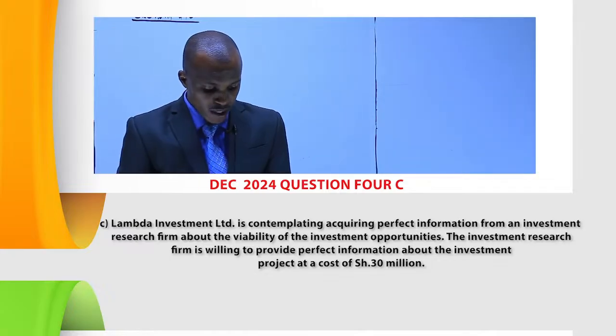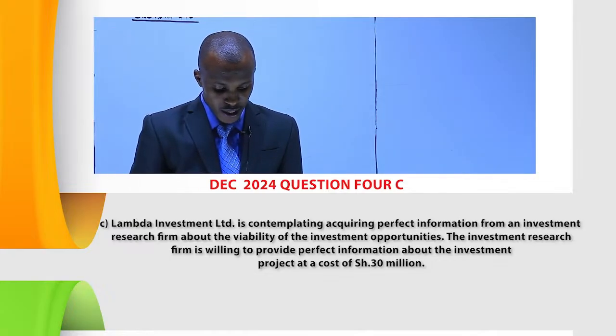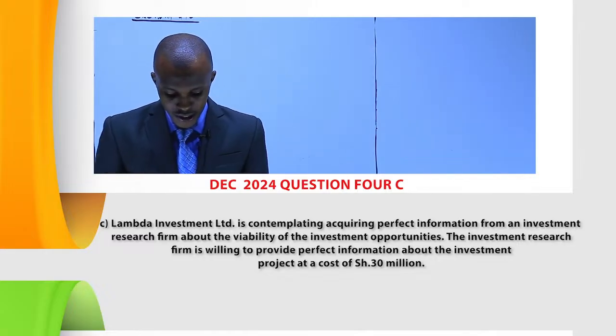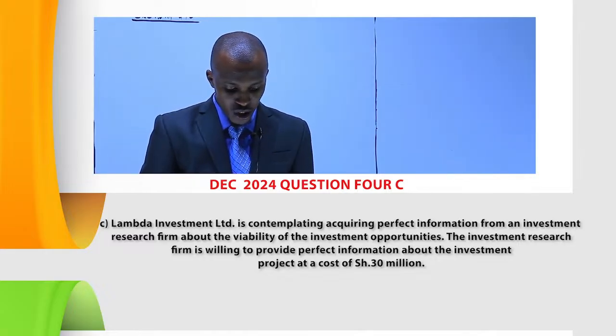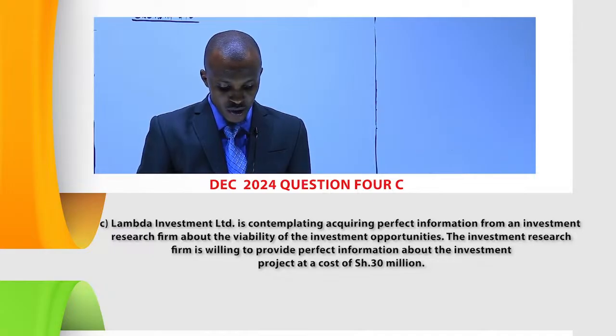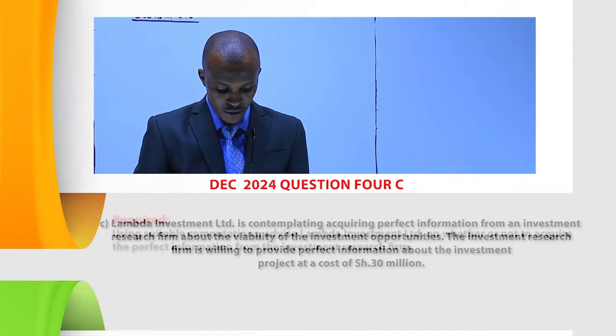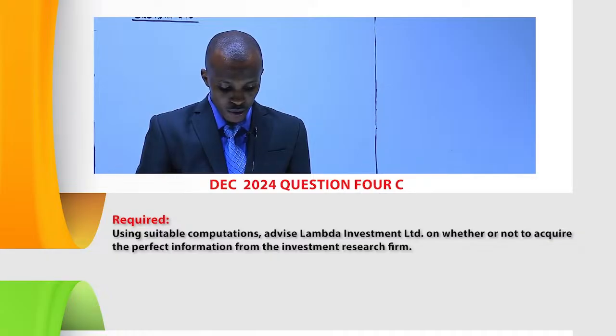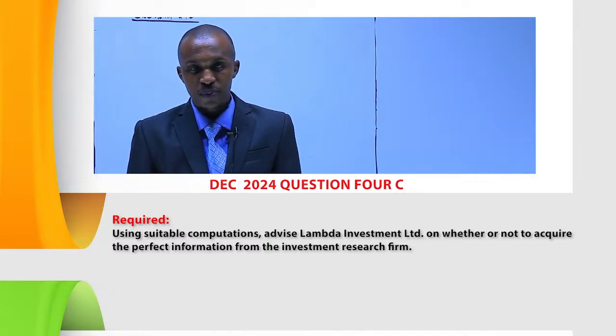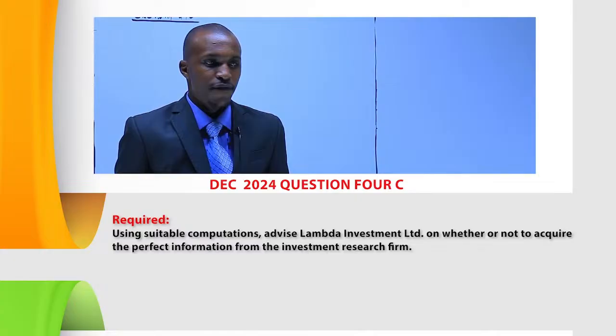4C is saying Lambda Investment Enterprise Limited is contemplating acquiring perfect information from an investment research firm about the viability of the investment opportunities. The investment research firm is willing to provide perfect information about the investment project at a cost of 30 million. Required: using suitable computations, advise Lambda Investment on whether or not to acquire the perfect information from the investment research firm.